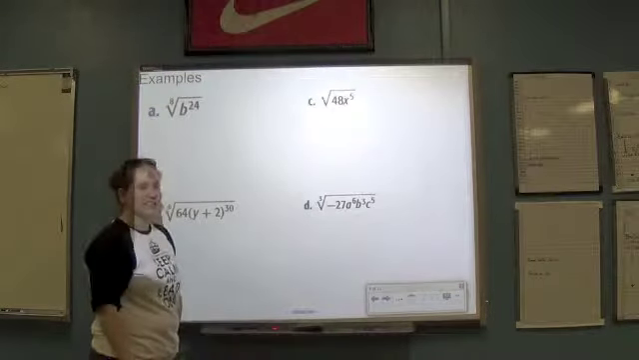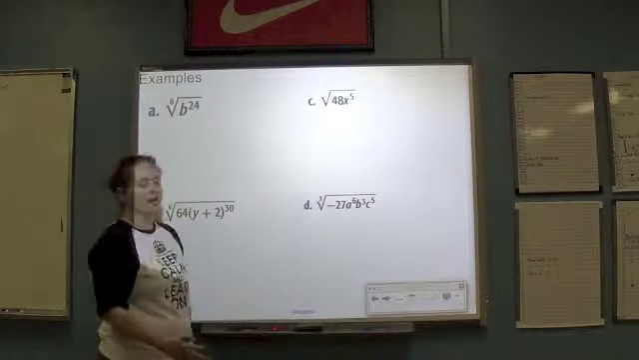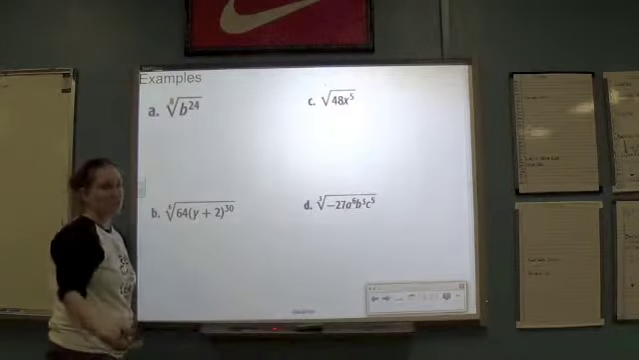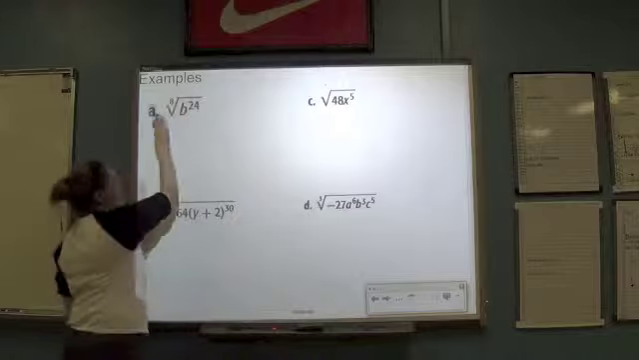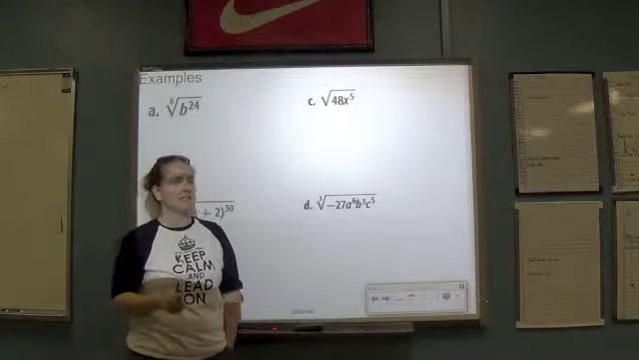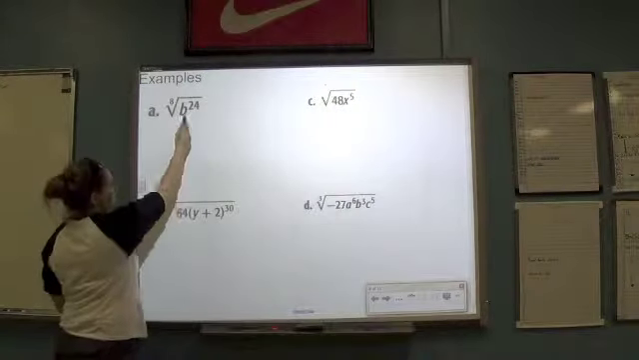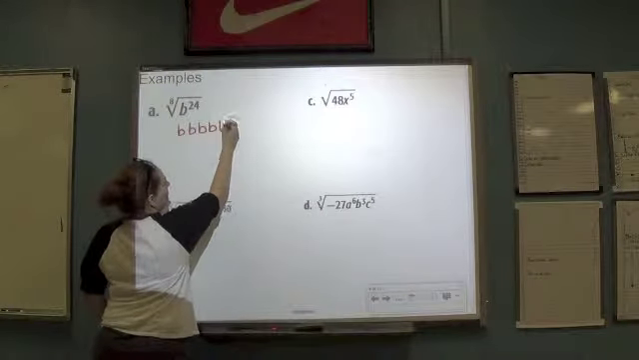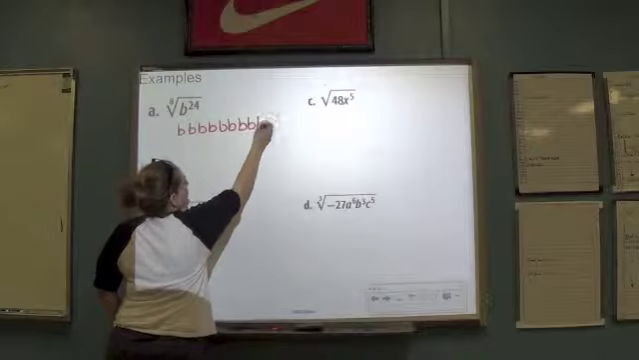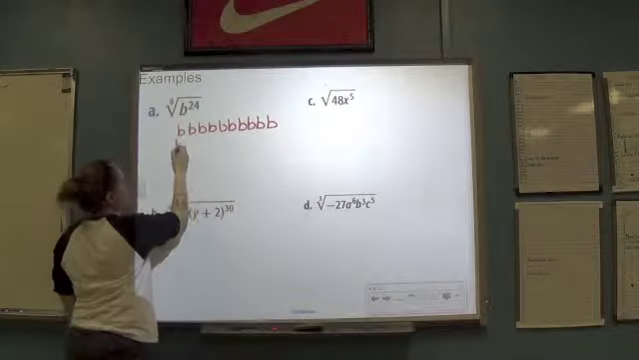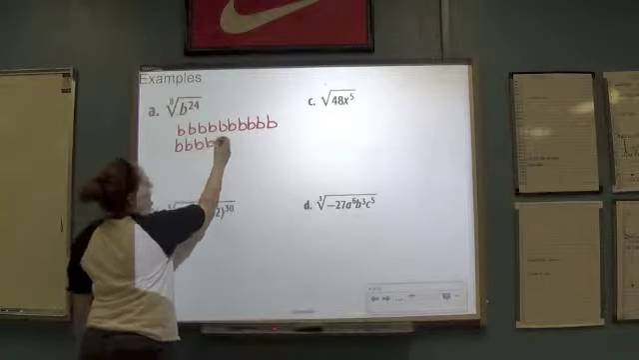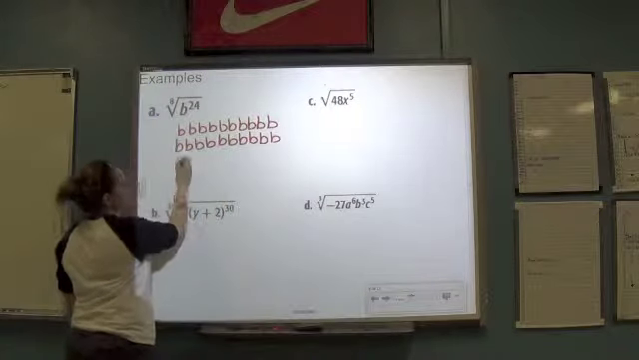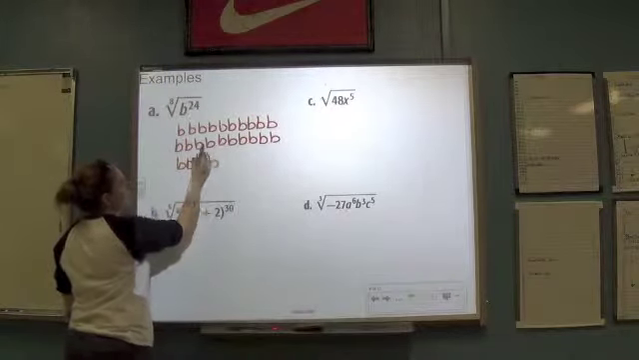Now this is going to be pretty easy for you. I'll show you 2 different ways to do this. The first way is kind of a long way to do it, but this is an 8, so I need 8 of the same factor. So here's 24. 1, 2, 3, 4, 5, and so on up to 24.